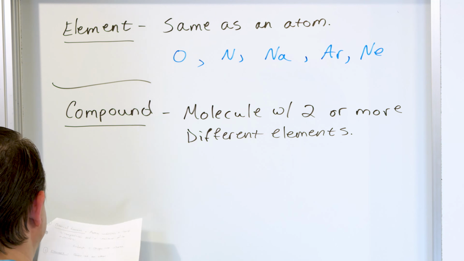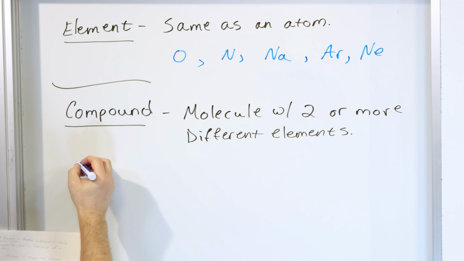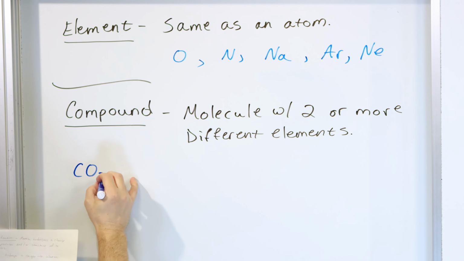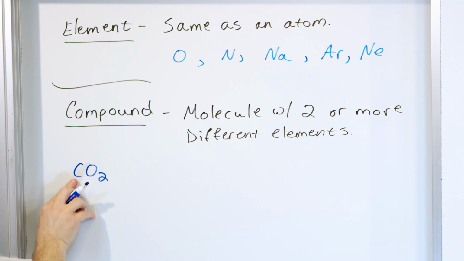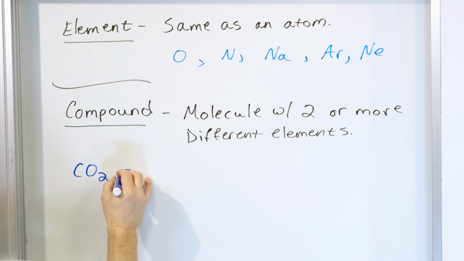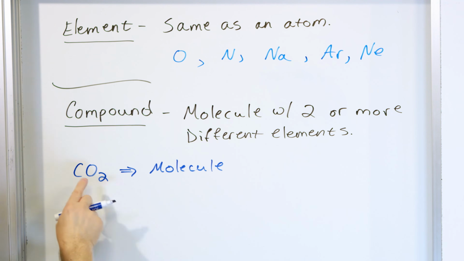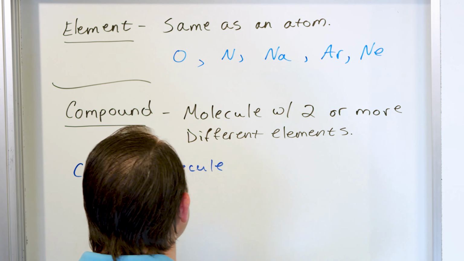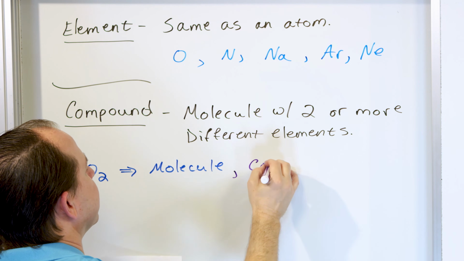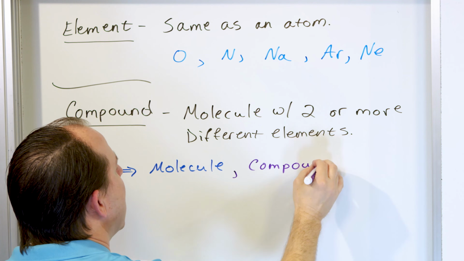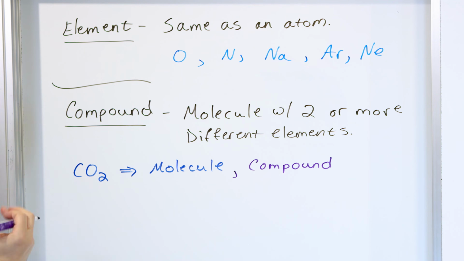Let's give a couple of examples. All right, let's talk about CO2. This is carbon dioxide: 1 atom of carbon, 2 atoms of oxygen bonded together. Now, this is a molecule. How is it a molecule? Because it's two or more things that are stuck together. Anytime that happens, it's always called a molecule. But this is also called a compound. Why? Because these two elements that came together were different. When they're different, we call it a compound, right?